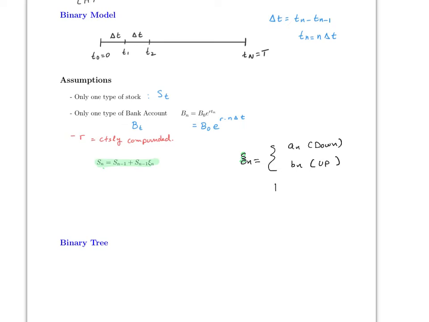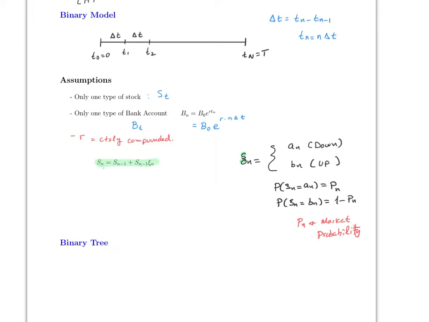Also the probability that ξ_n is equal to a_n is going to be equal to p_n, and the probability that ξ_n is equal to b_n is going to be equal to 1 minus p_n. Now p_n is going to be called the market probability, and you will see that we're going to have more than one type of probability in the class.